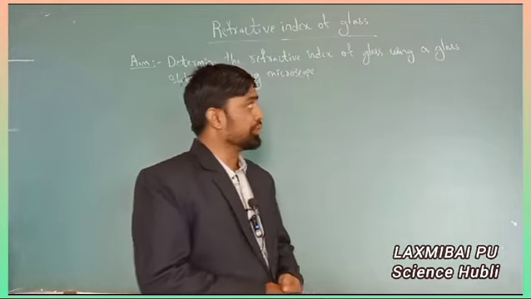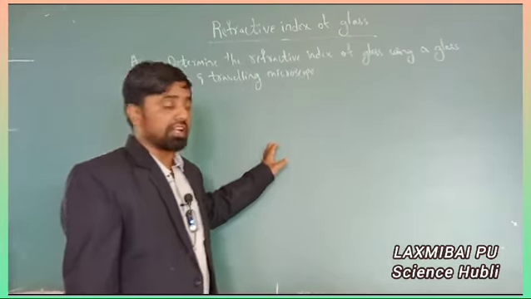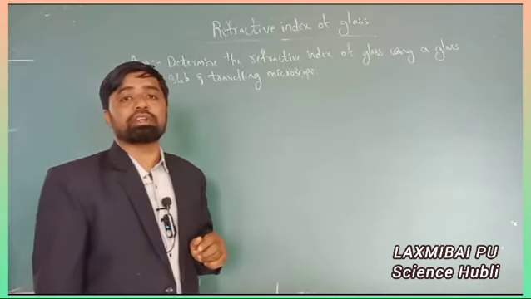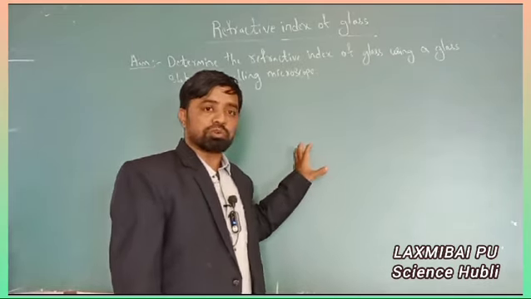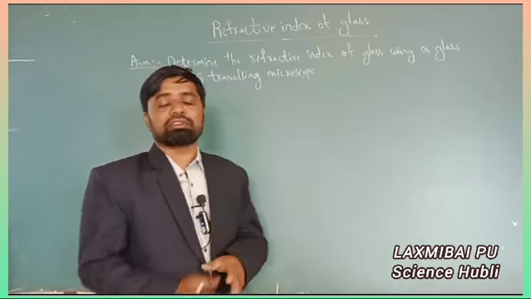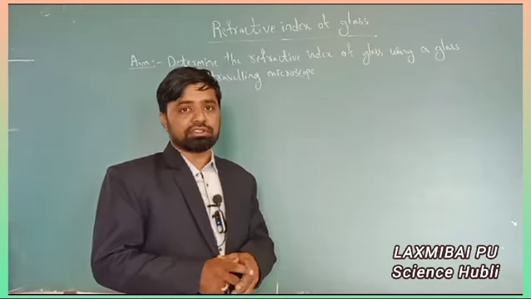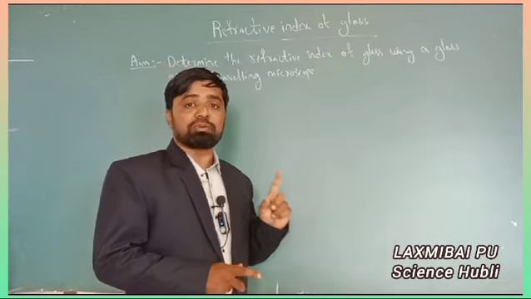So today I'm going to teach you how to find the refractive index of a glass by using a glass slab and traveling microscope. So this is our experiment today. As already mentioned, today we are performing the 14th experiment of second PUC, that is the refractive index of a glass. The aim of the experiment is to determine the refractive index of a glass using a glass slab and traveling microscope. So this is a glass slab.